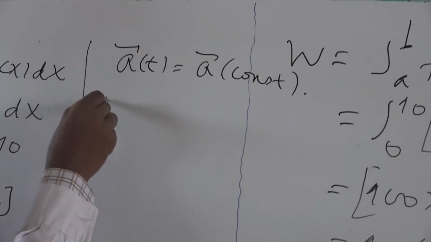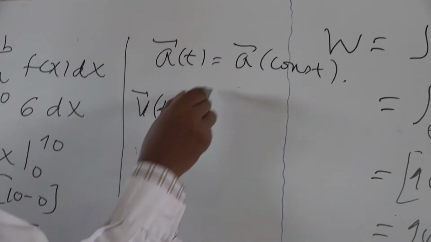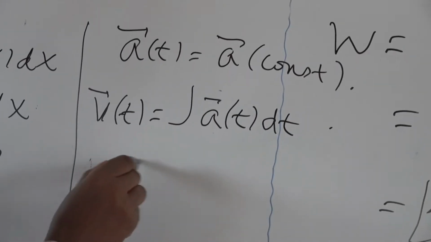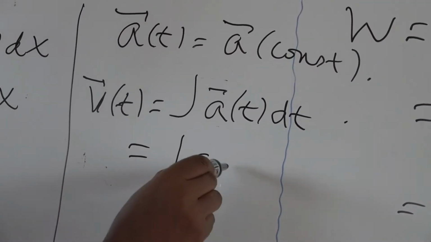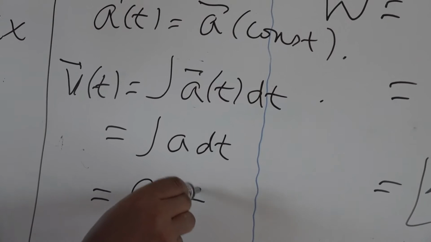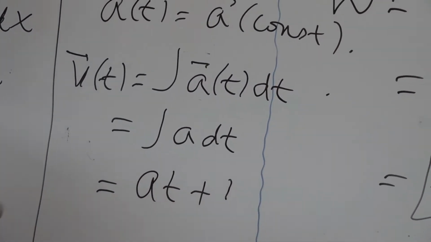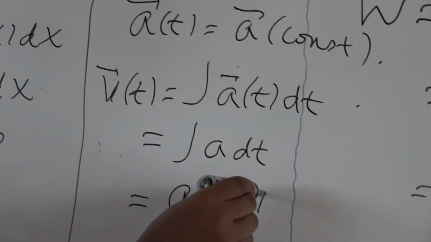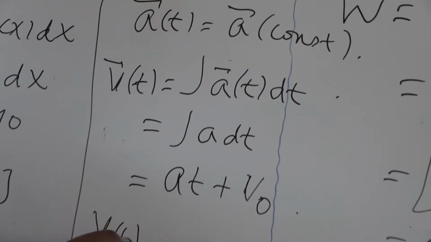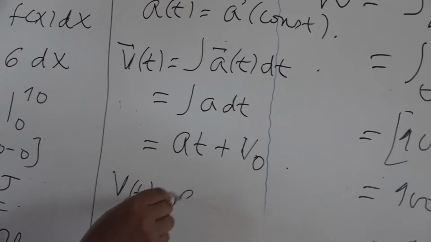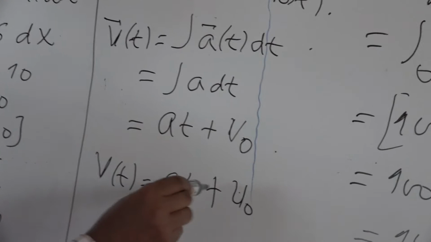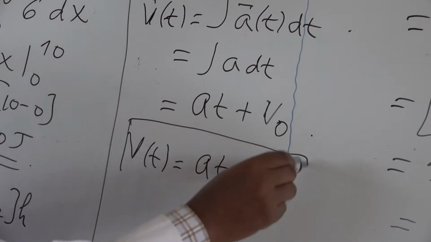obviously velocity at any time t is given by the formula, the integral of the acceleration function. But acceleration is constant, it is a times dt. The integral of this constant is at plus some constant. That constant is the velocity at t equals 0, therefore we can call this v0. So the velocity at any time t for rectilinear motion, for uniformly accelerated motion, will be at plus v0, or v0 plus at.